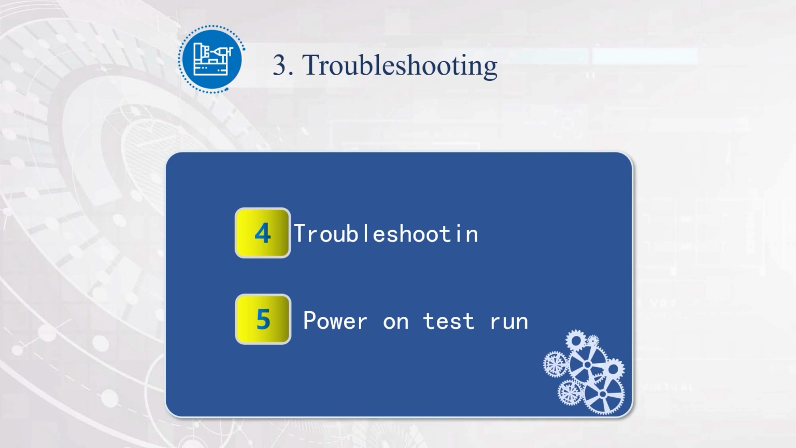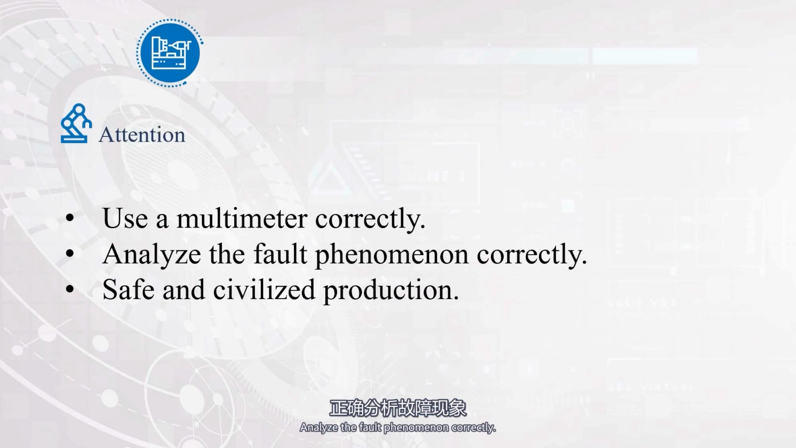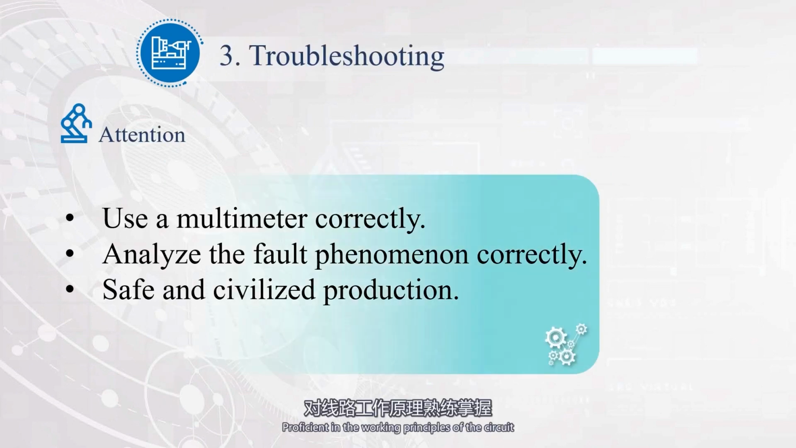Maintenance precautions. 1. Use a multimeter correctly. Prepare before using the multimeter: install the battery and pen correctly, and select the correct gear to prevent damage to the meter. 2. Analyze the fault phenomenon correctly and be proficient in the working principles of the circuit, achieving twice the result with half the effort.